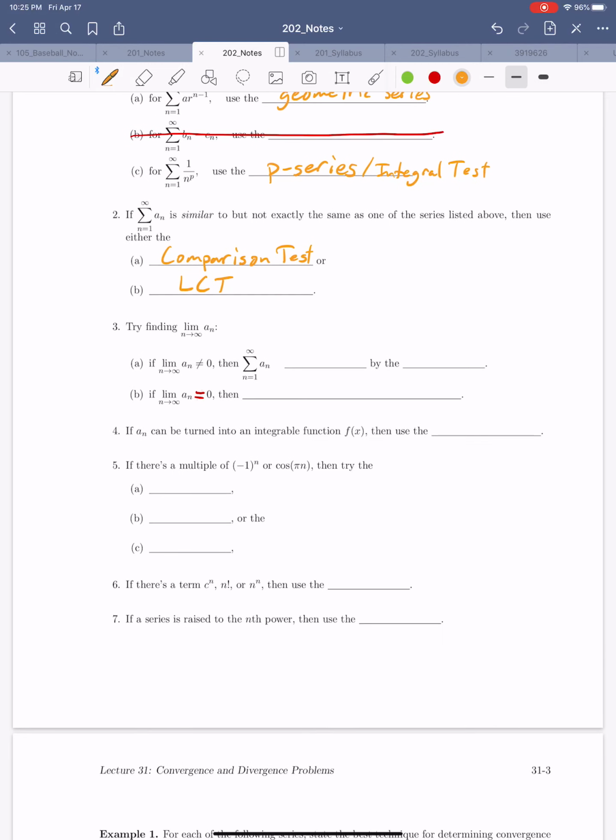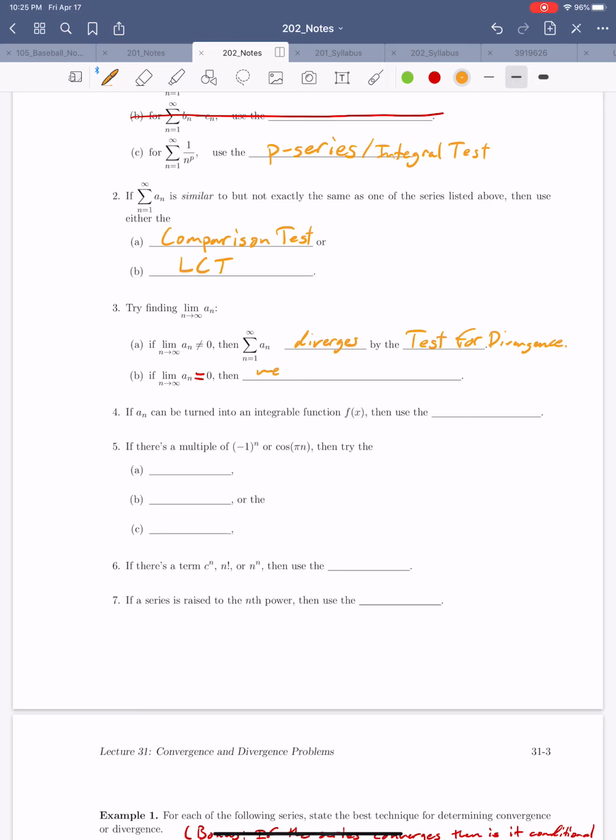The other thing you can do, and in fact, you can do this first, if you're good with your limits, it's a pretty quick one. If you take the limit as n approaches infinity of your general term, and it's not 0, then your series diverges by the test for divergence. Done. Little typo in the notes. It should be, if the limit does equal 0, then we don't know. Use another test.